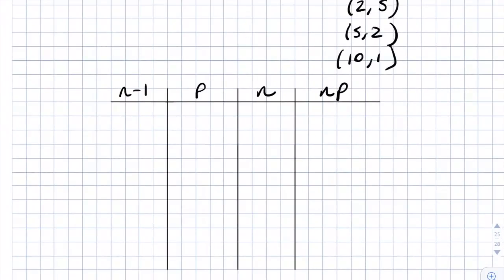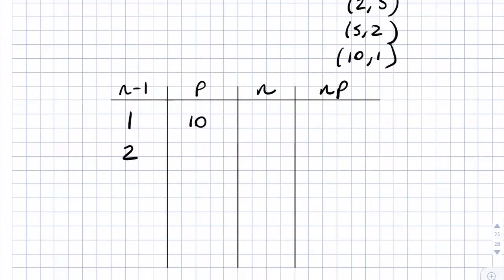Start with n minus 1 is 1, so that means P will be 10. We can write 2 for n minus 1 and P is 5, n minus 1 is 5 and P is 2, and n minus 1 is 10, P is 1. So we can easily work out n because we've got our values for n minus 1, so we just need to add 1 to each of those terms. So that's going to be 2, 3, 6 and 11.